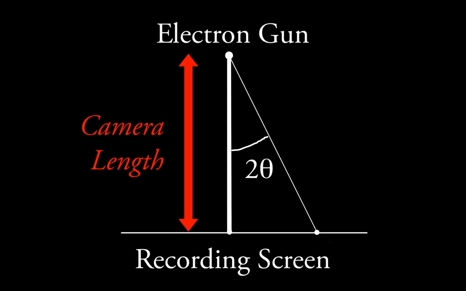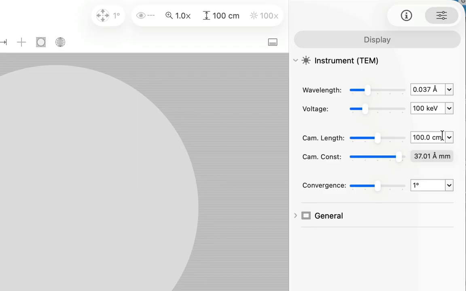That is the distance from the electron source to your screen or your piece of film, your recording medium, and the further away you are, then the more magnification you get. Now, many people don't know the camera length because their microscope is a black box, but it's something that your manufacturer should be able to tell you. Typical lengths are around 1 meter.